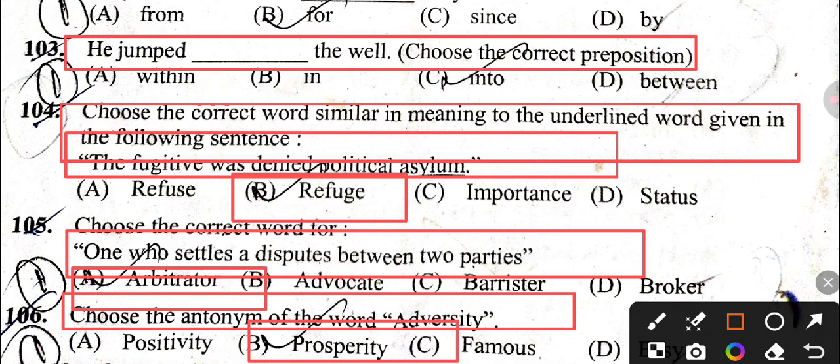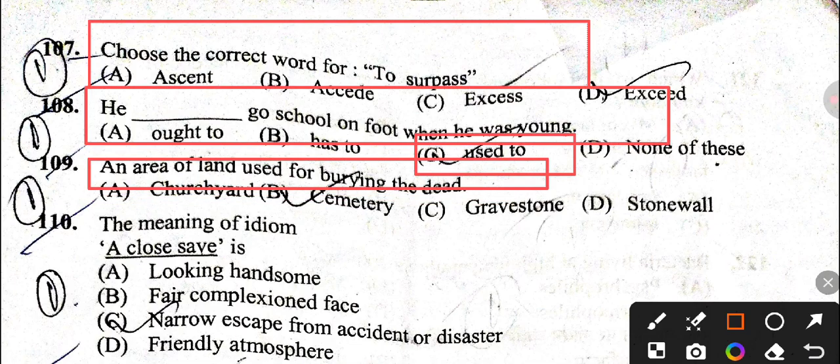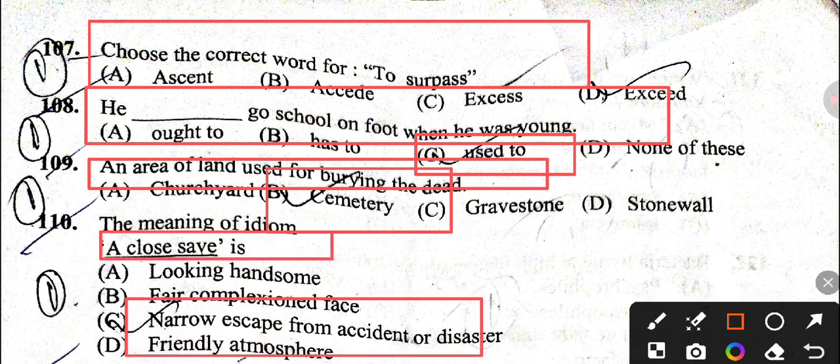Choose the correct word for to surpass. It means to exceed someone. He used to go to school on foot when he was young. So option number C is the right answer. An area of land used for burying the dead is called cemetery. Option number B is the right answer. The meaning of idiom a close shave is, it is a narrow escape from an accident or a disaster.